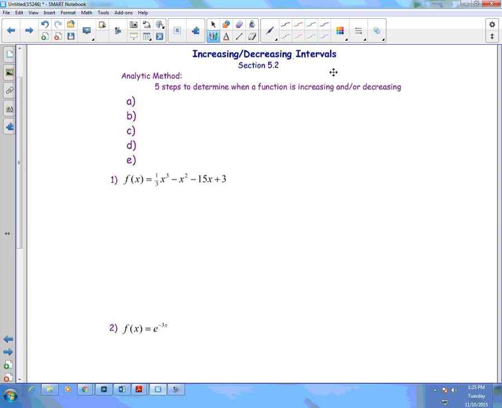The first step is to identify the domain. The second step is to find dy dx. It could be y prime or it could be f prime, depending on how it's written. The next step is to find the critical points.